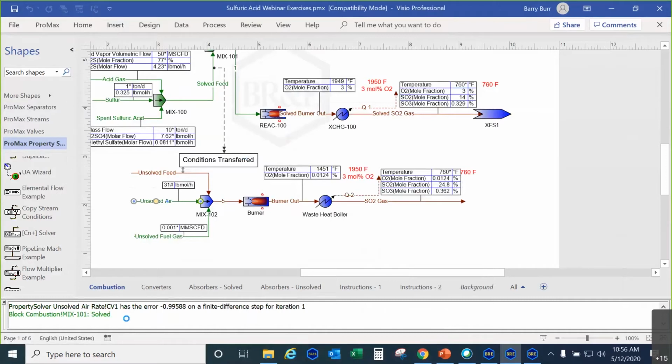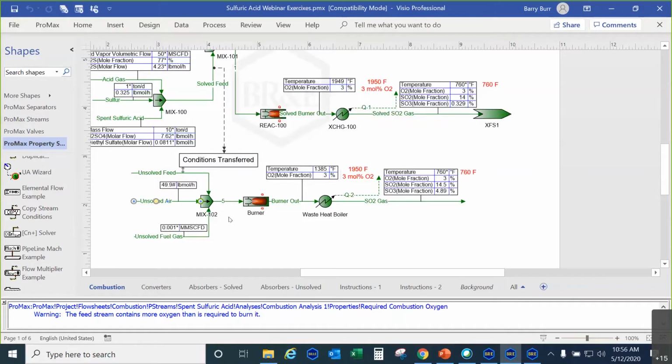So you see it's adjusting the air rate, and it takes 2 small steps, finds out what the derivative is, and then takes a shooting step towards what it thinks will be the right answer. Okay, so now the air rate has been adjusted so that we have 3 mole% oxygen at the outlet. What we don't have right now is enough fuel gas to provide a temperature of 1950 degrees. So we need to add some fuel gas.